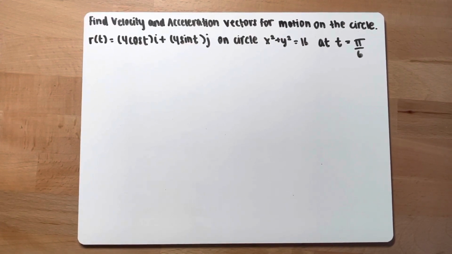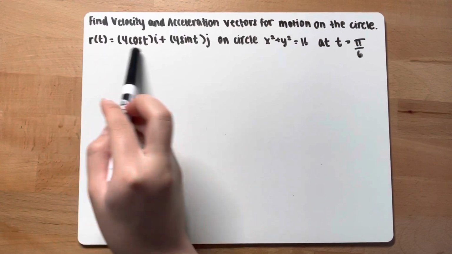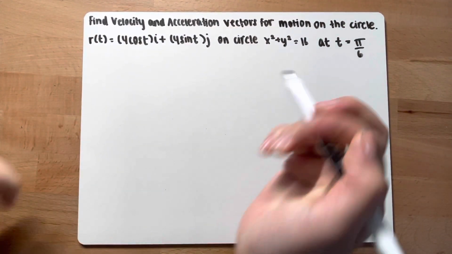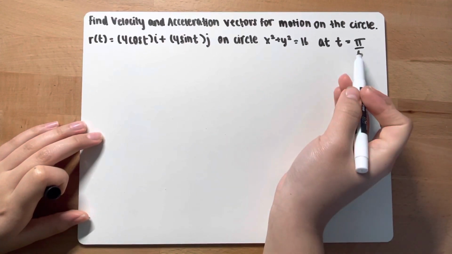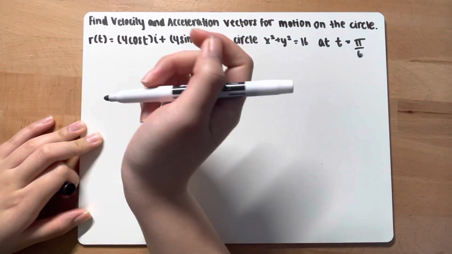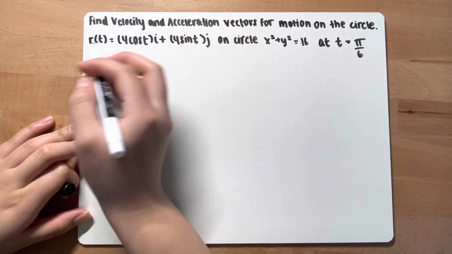The problem asks you to find the velocity and acceleration vectors for motion on the circle, and we have this function right here, which is the function for the vectors. And then this is the circle right here at t equals pi over 6. To begin, you want to find the velocity of the vector.